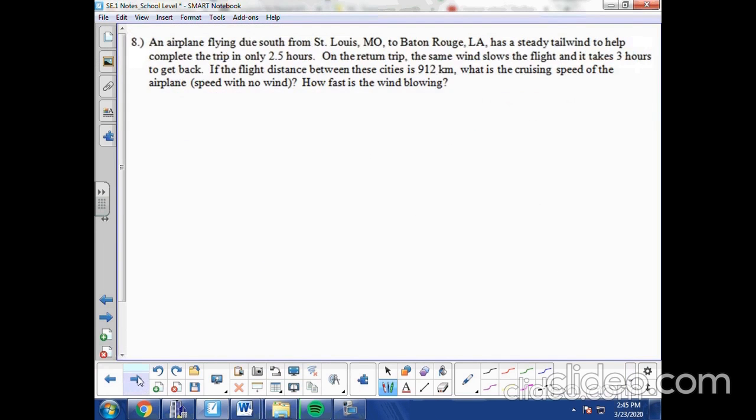For all of our word problems, we are going to be able to solve them graphically. The only time you have to solve algebraically is if you're directed to. So let's take a look at problem number 8, our final problem here in the notes. It says an airplane flying due south from St. Louis to Baton Rouge, Louisiana, has a steady tailwind to help complete the trip in only 2.5 hours. On the return trip, the same wind slows the flight and it takes 3 hours to get back. If the flight distance between these cities is 912 kilometers, what is the cruising speed of the airplane and how fast is the wind blowing?